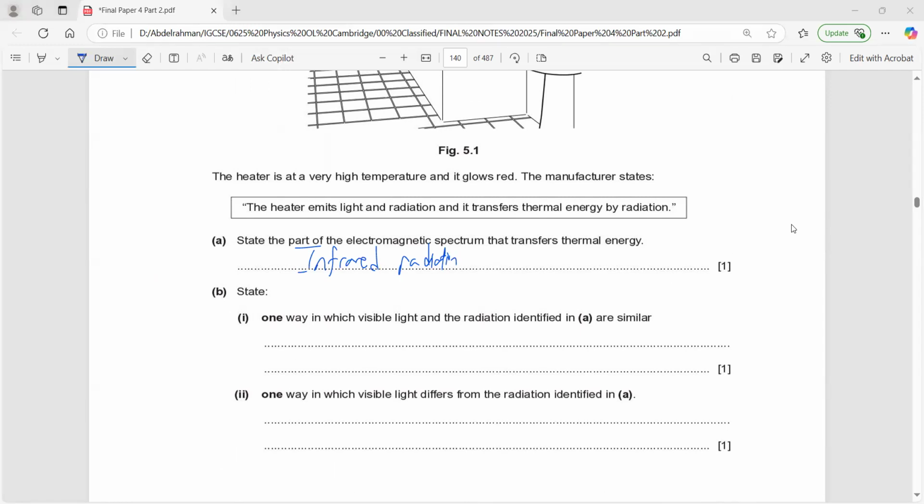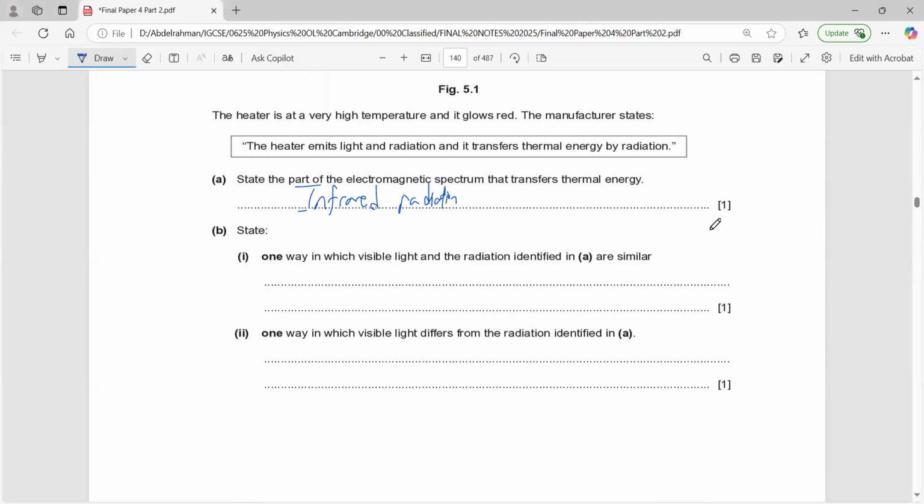One way in which visible light and infrared radiation are similar: they have the same speed. They travel in a vacuum. They are electromagnetic. They are transverse. They are all the same.